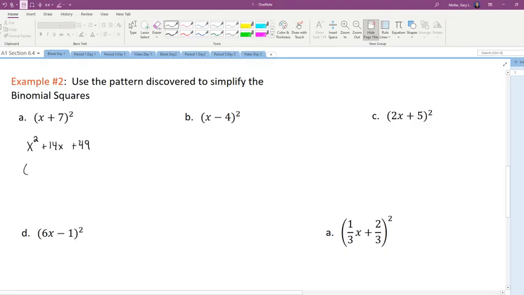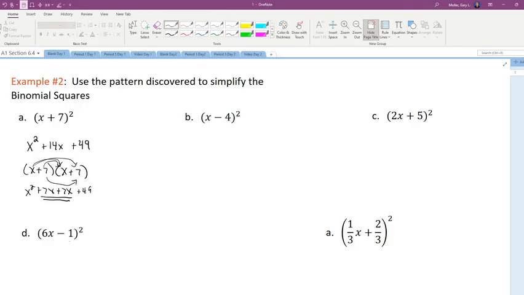Let's verify it just one last time, just to show you why and what's happening. X times x is x squared. X times 7 is plus 7x. 7 times x is another 7x. And 7 times 7 is 49. It's this fact that you have the exact same number in the middle that is why we can just do the shortcut of multiply them together and double.